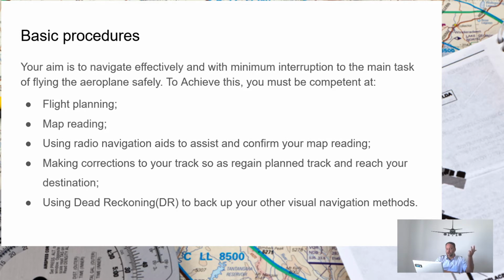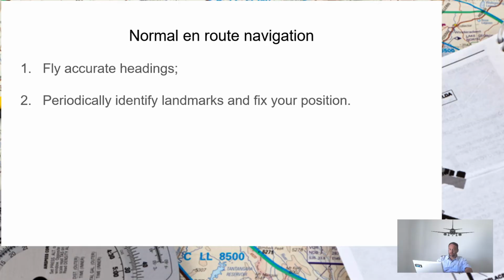Making corrections to your track so as to regain planned track and reach your destination. And use dead reckoning to back up your other visual navigation methods. Dead reckoning is usually related to when you're lost, but you can even look around and look back to your map just for making an overall increase in safety, if you want to. Normal en route navigation: you're going to fly accurate headings and periodically identify landmarks and fix your position.